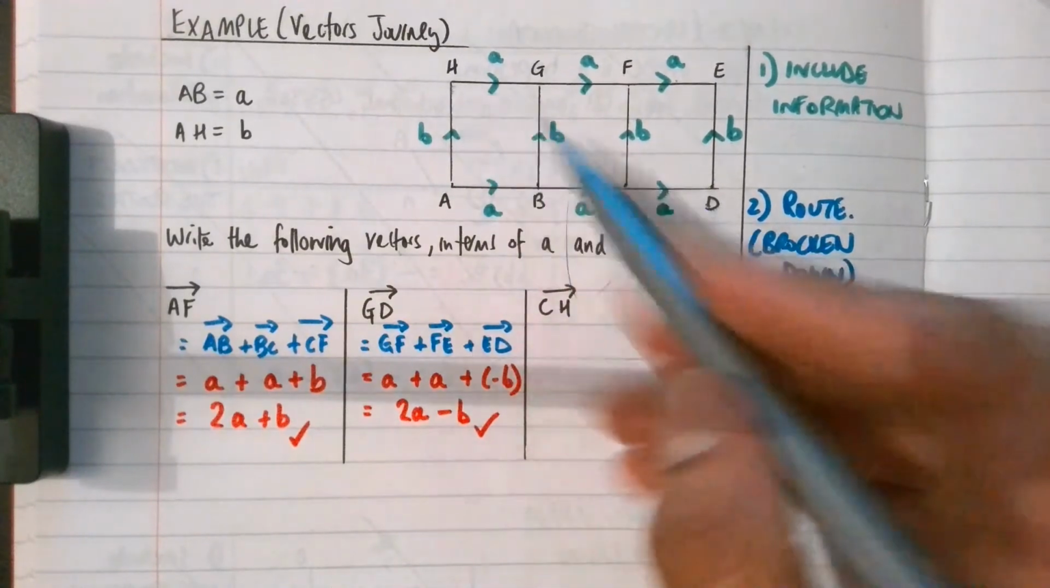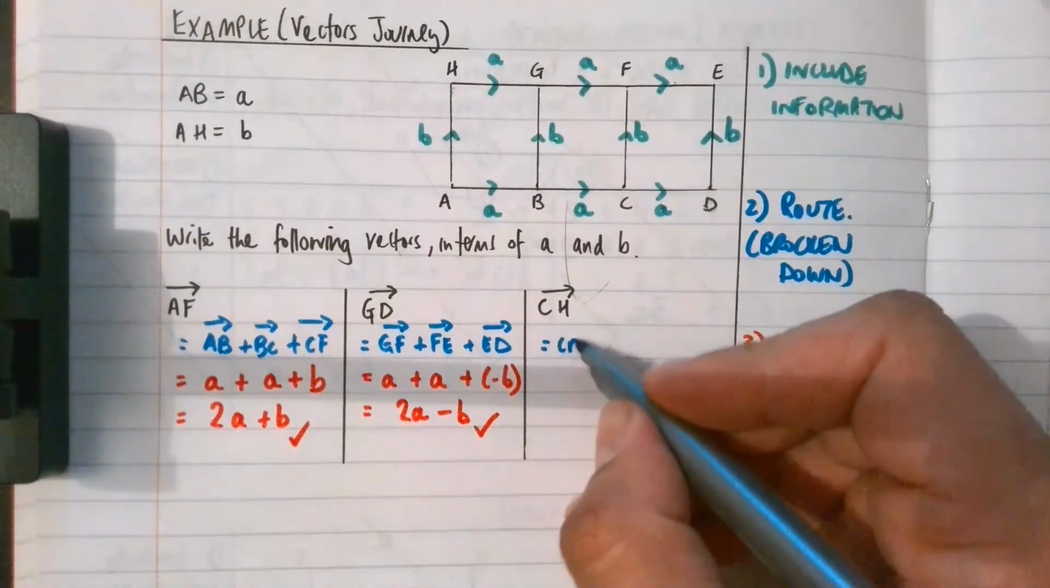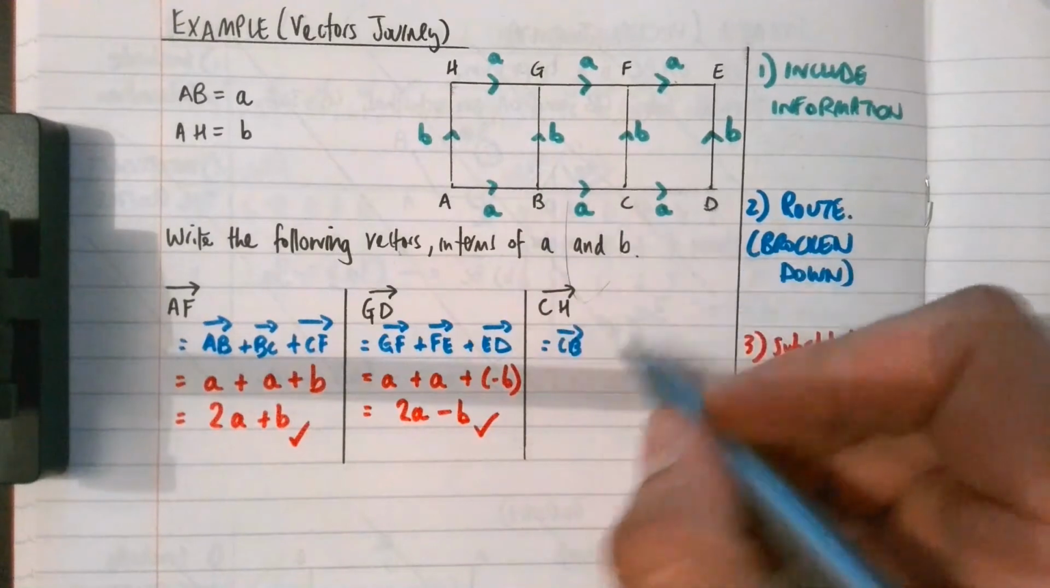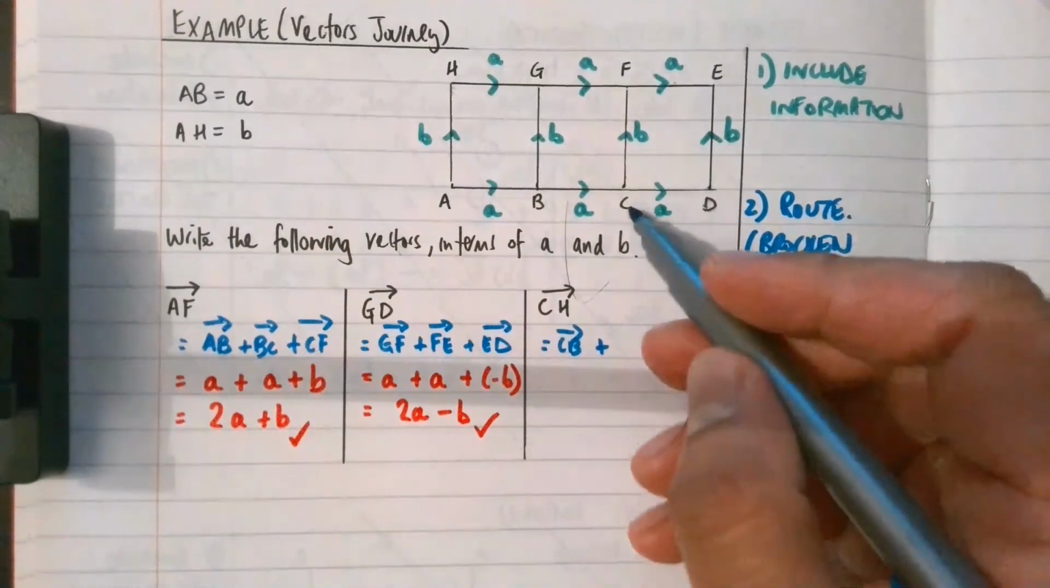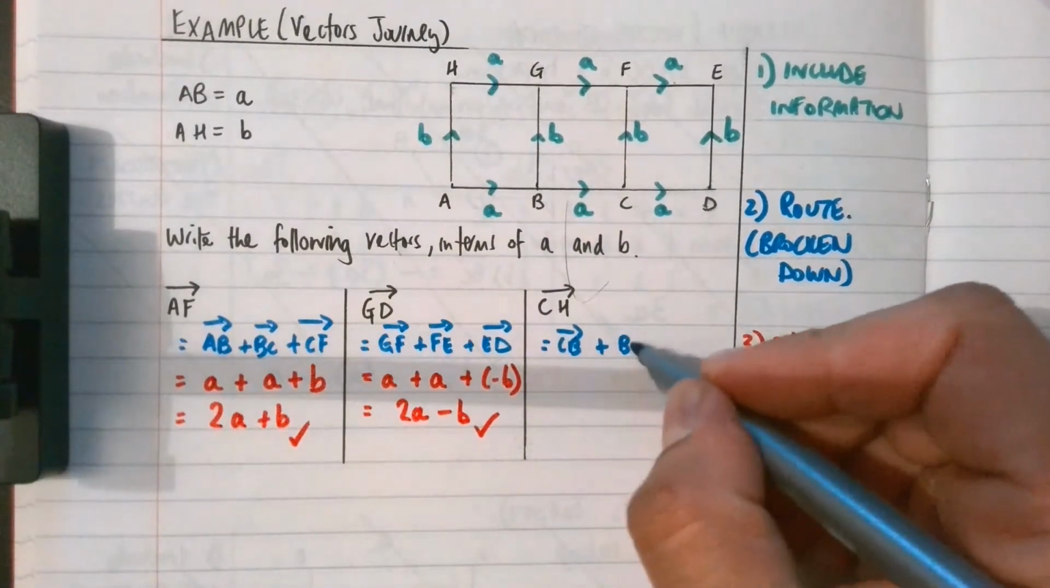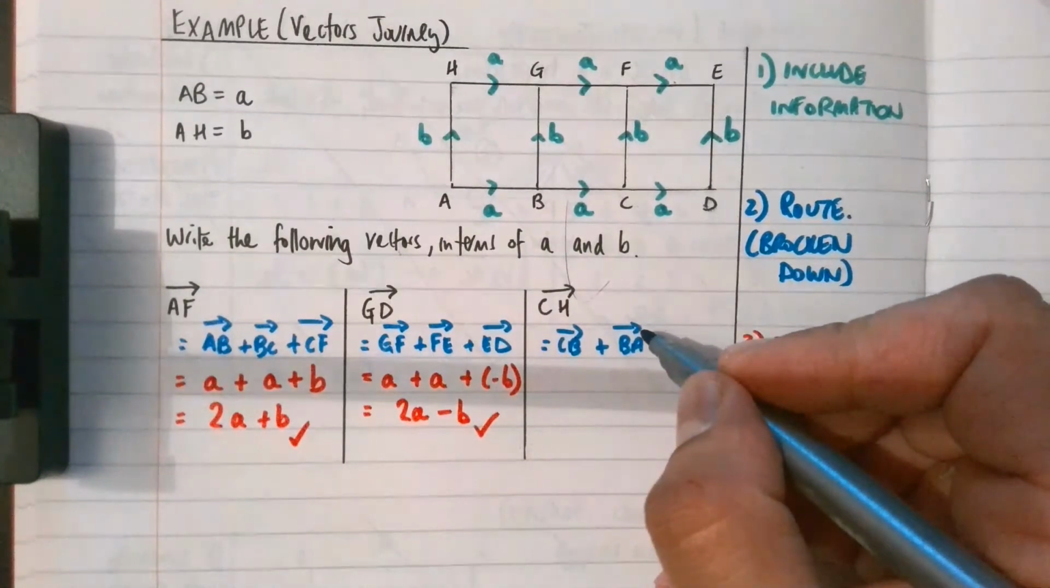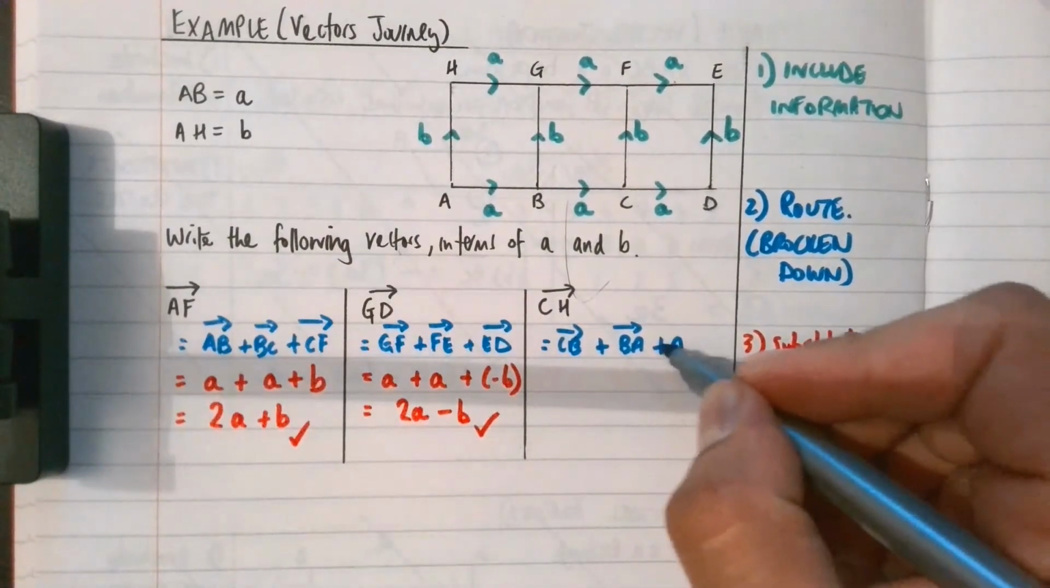For the last vector, CH, we're going to start by going from C to B. Then we're going to go from B to A. And then we're going to go A to H. So that's the route broken down.